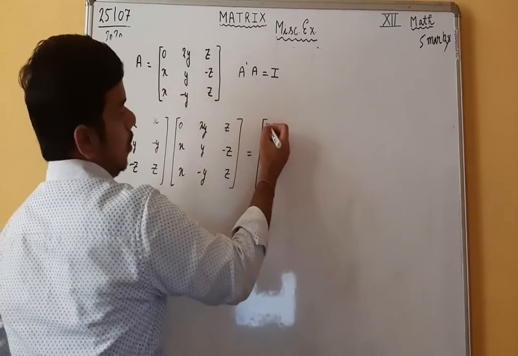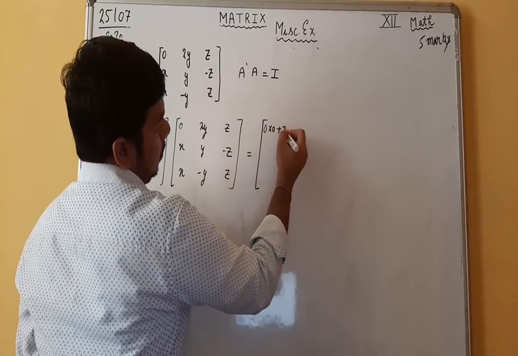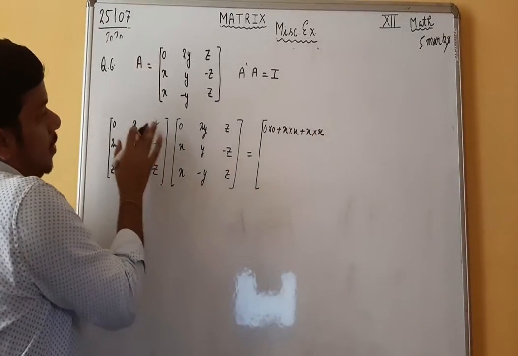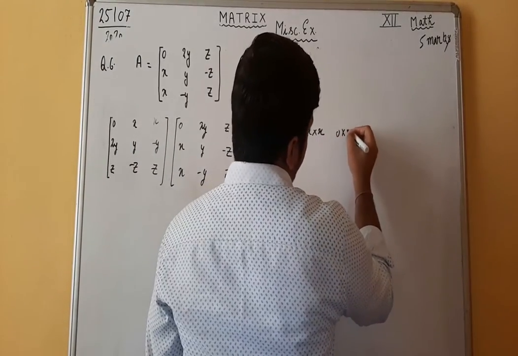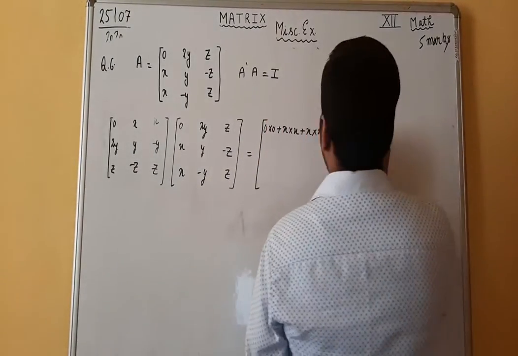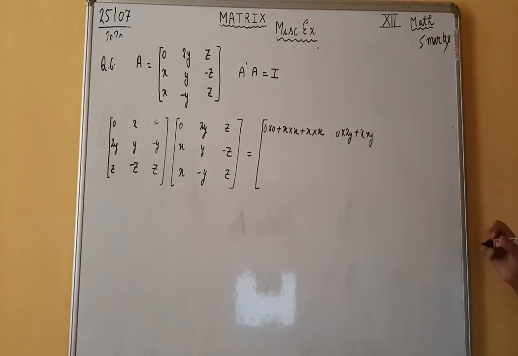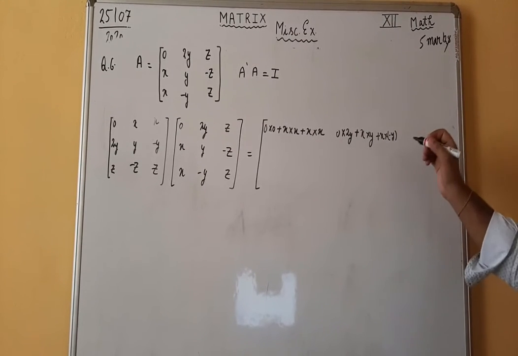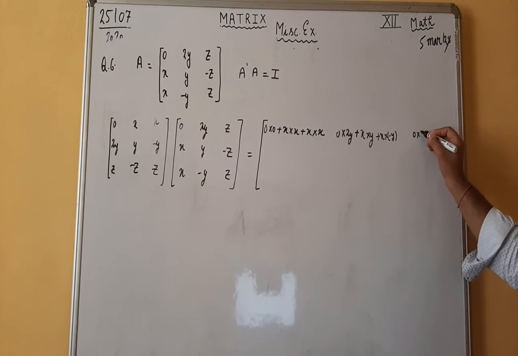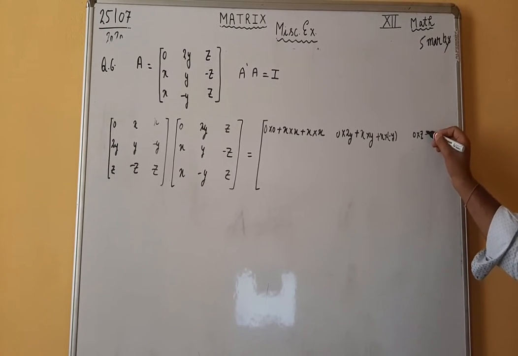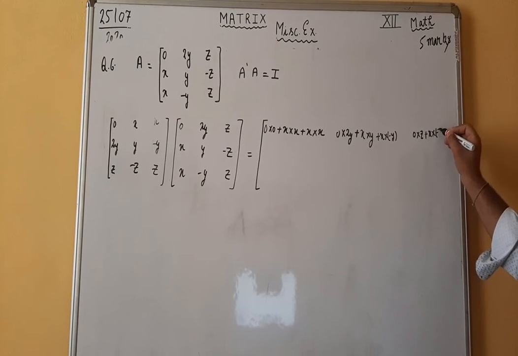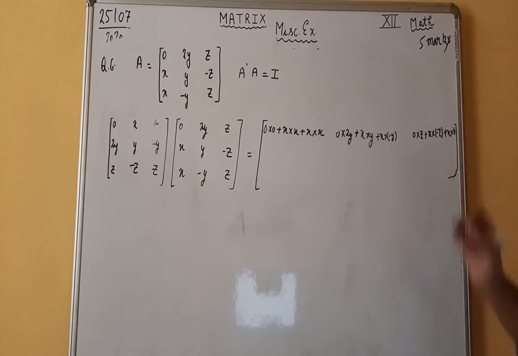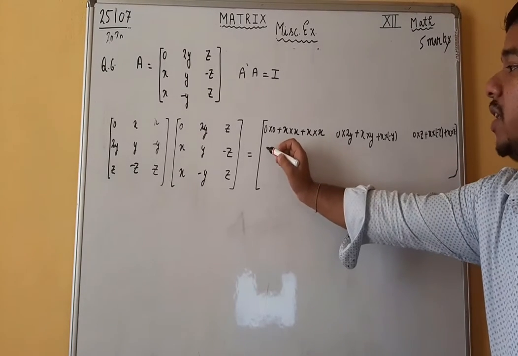First row, first column: 0 into 0 plus x into x plus x into x. Now, first row, second column: 0 into 2y plus x into y plus x into minus y. First row, third column: 0 into z plus x into z, x into minus z plus x into z, right?